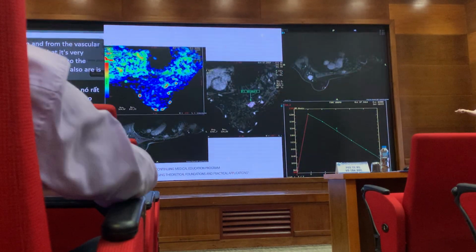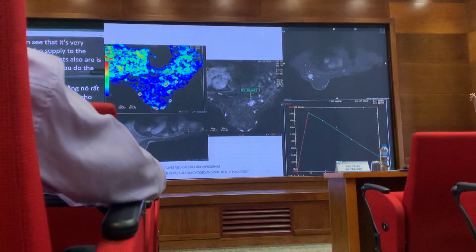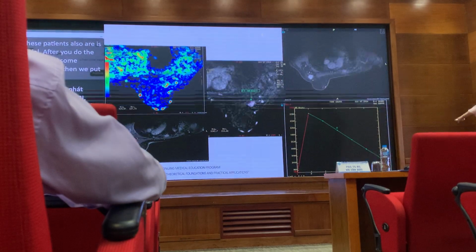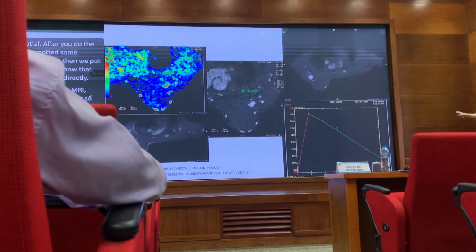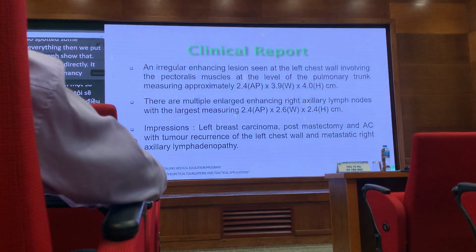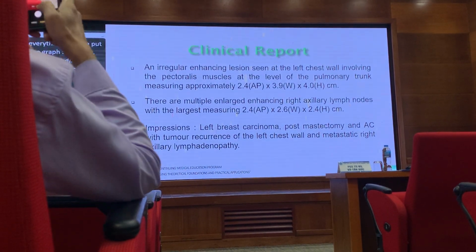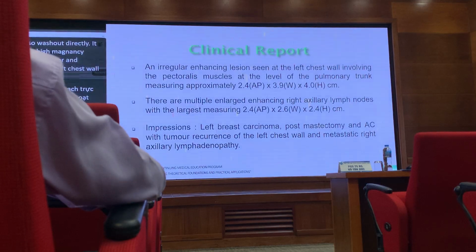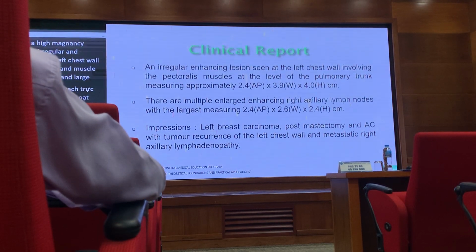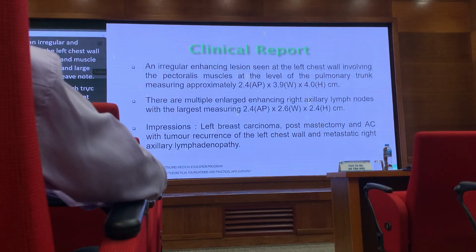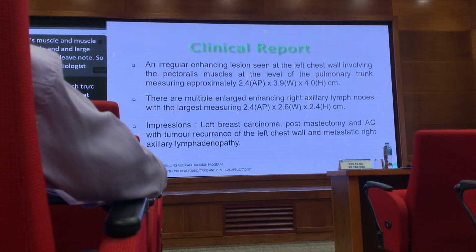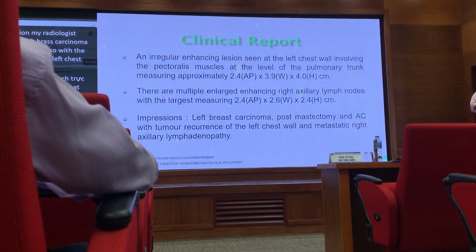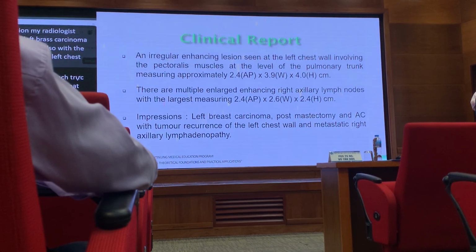After we do the MRI, we also spotted some enhancement. Then we put in the ROI, and the graph shows uptake and also washout directly. It shows that it's a highly malignant lesion. So an irregular enhancing lesion is seen on the left chest wall at the pectoralis muscle, and there are also multiple enlarged enhancing right axillary lymph nodes. As an impression, my radiologist reported left breast carcinoma post-mastectomy with tumor recurrence of the left chest wall, and also metastasis to the right axillary lymphadenopathy.